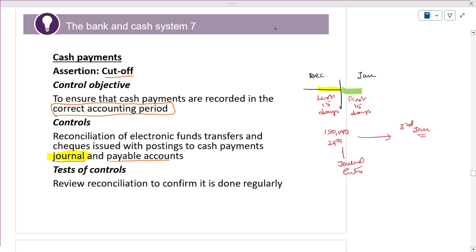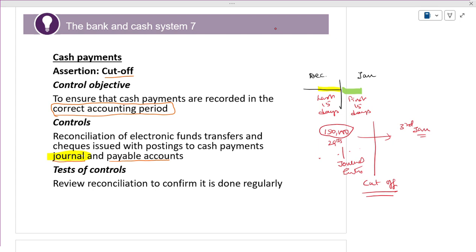Now there will be an inconsistency with the balances. The payment is done with respect to this year, but the payment has been executed in the next month, that is next year. It's not a small amount, it's a huge amount of 150,000. These things have implications on the cutoff.